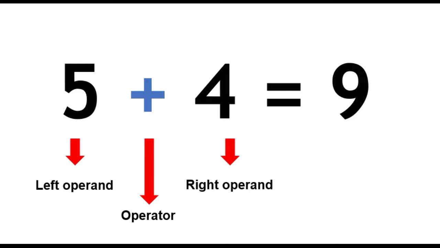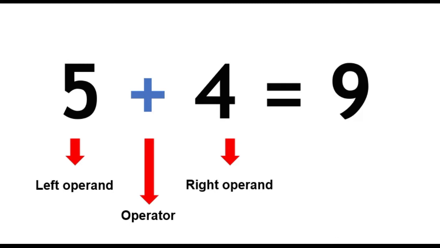So dito meron tayong expression. Pag sinabing expression, ito yung formula or yung mga kinakompute natin. So dito may expression tayo na 5 plus 4 is equal to 9. So we have operand. Kapag sinabing operand, ito yung mga nasa left side ng equal sign.